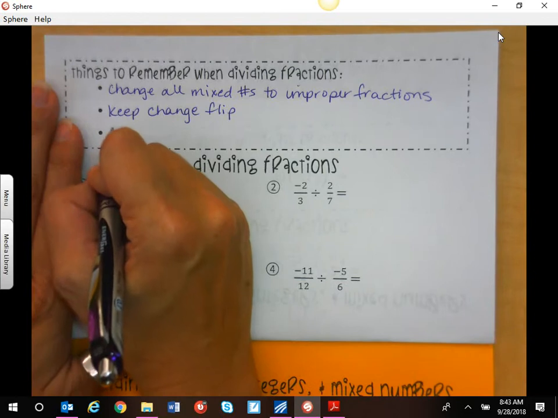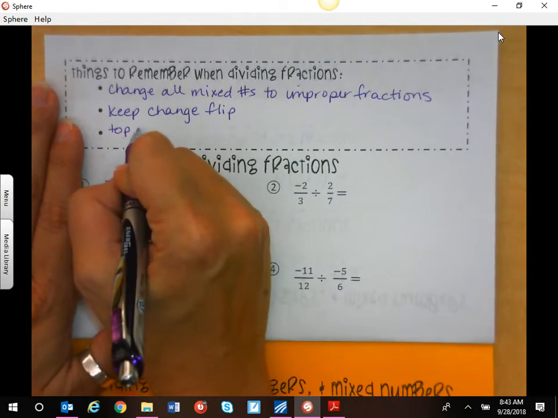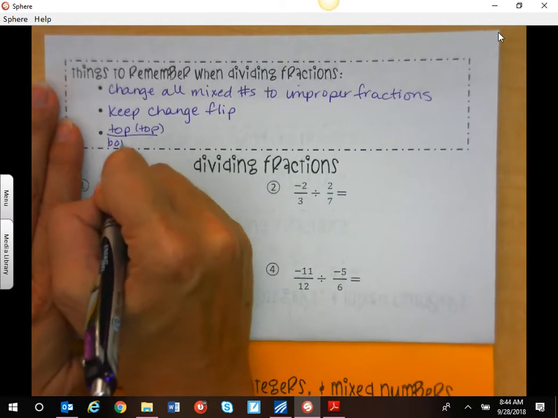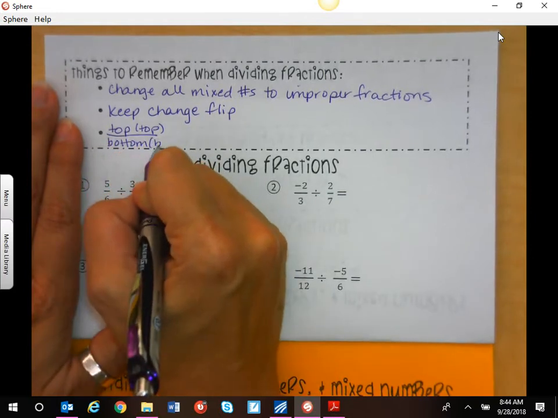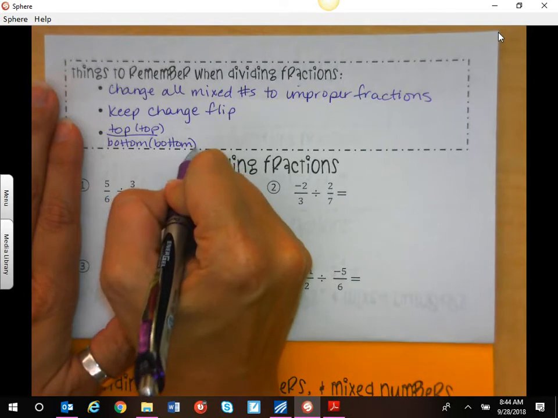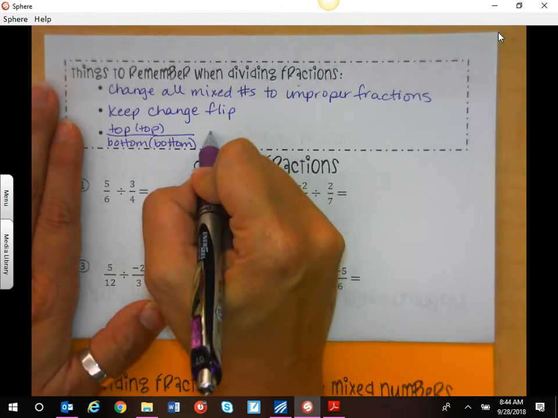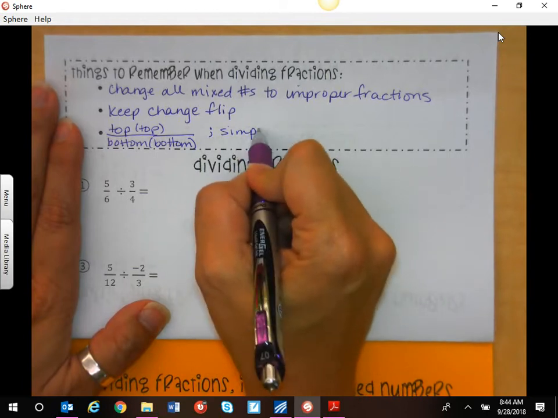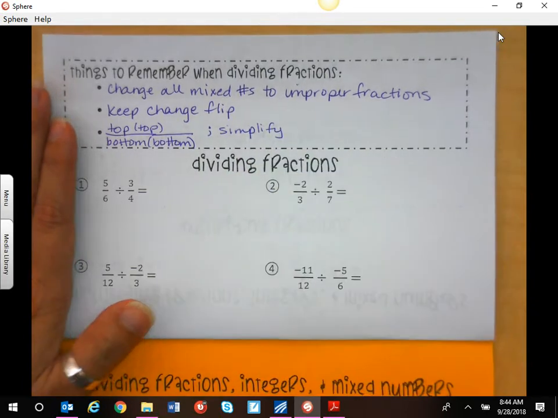Then you can do top times top, bottom times bottom, just like when we did multiplying. And then make sure also that you simplify or reduce. So let's look at a couple of examples of this.